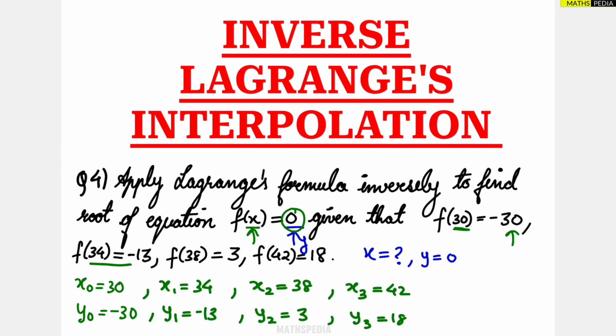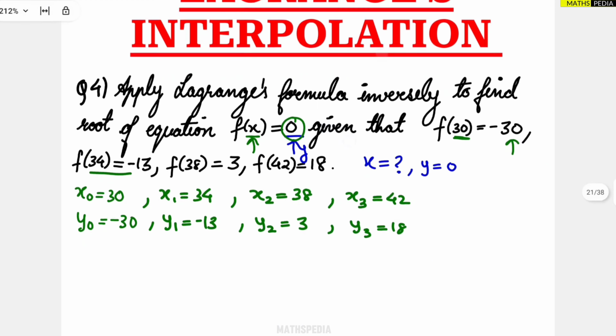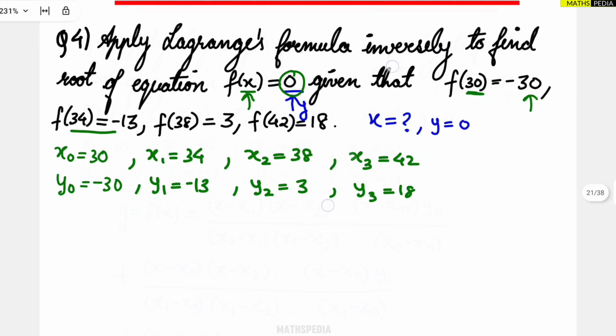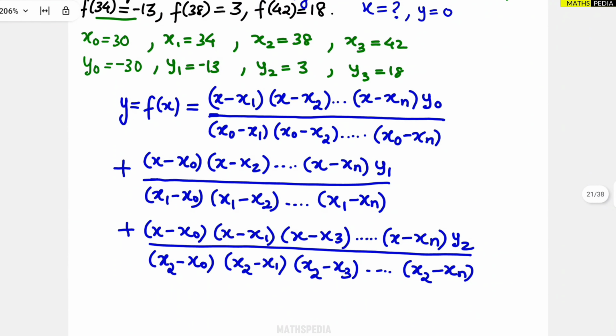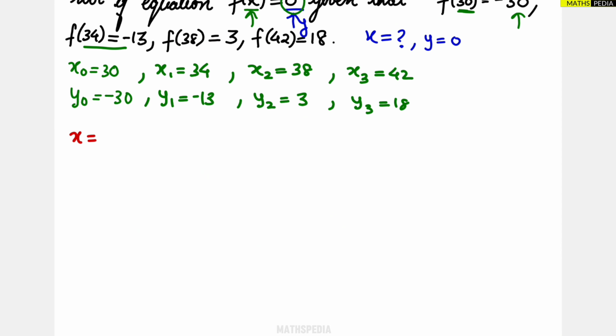So all these values are given. We will go for the inverse Lagrange's interpolation form, where earlier we used to find the y value, as you remember. Now it has to be changed into x. That means this particular y becomes x, and wherever x is sitting that will become y. So replace x with y. That's it. Wherever y naught is there, it becomes x naught, and all the remaining things will be equal. So we need to find x equal to.